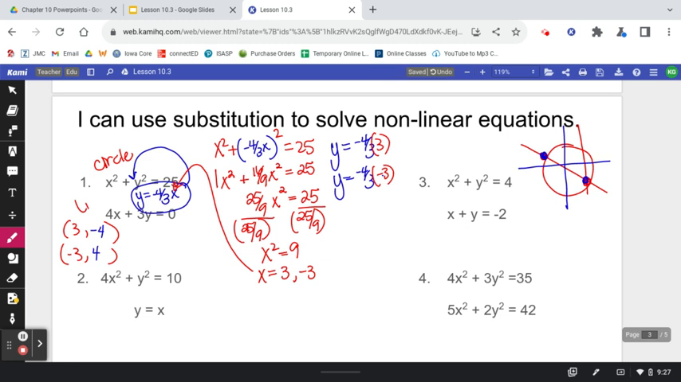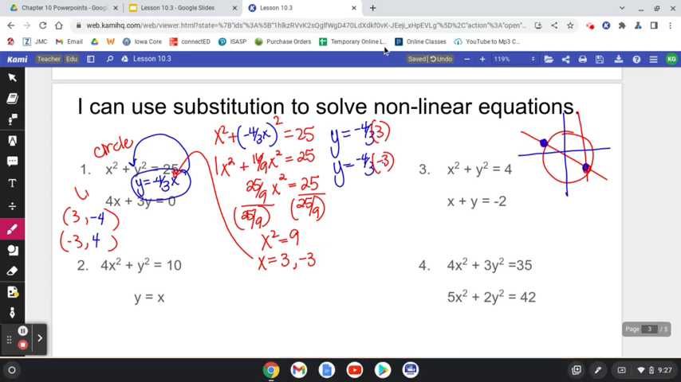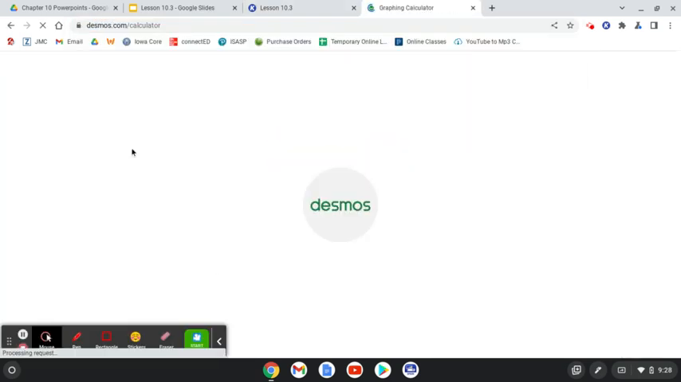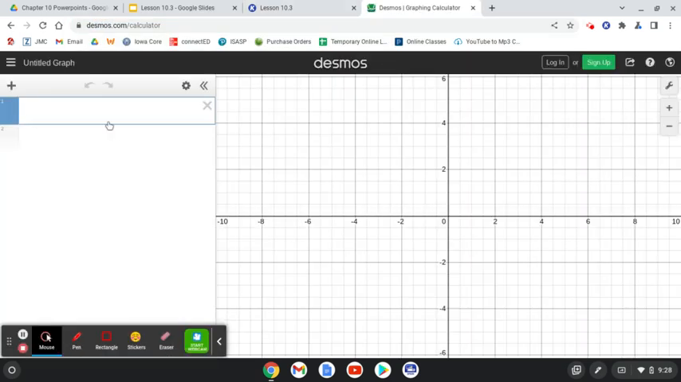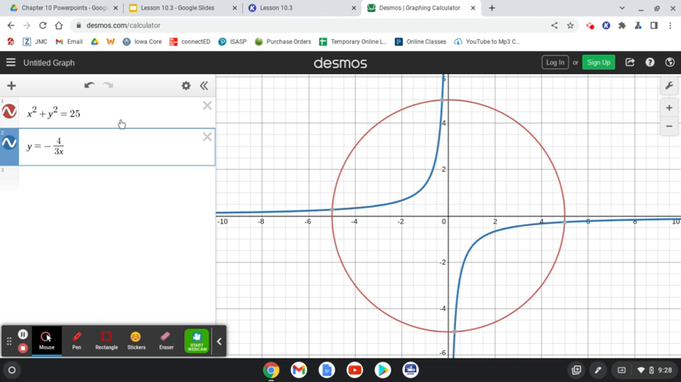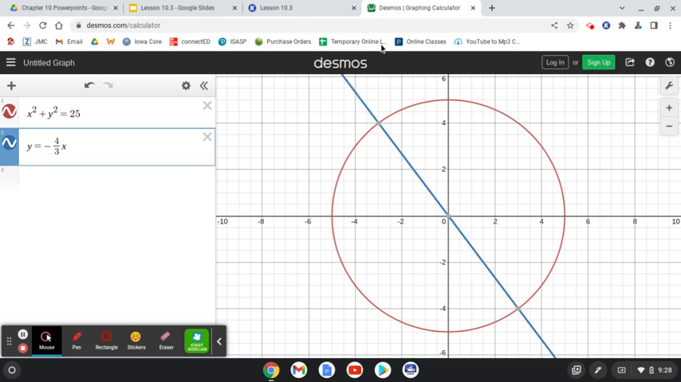Now you can use your Desmos graphing calculator to check this. So I had x squared plus y squared equals 25 and y equals negative 4/3 x. Oops, x needs to be there. Good. And we check them here. I got negative 3 comma 4 and 3 comma negative 4.